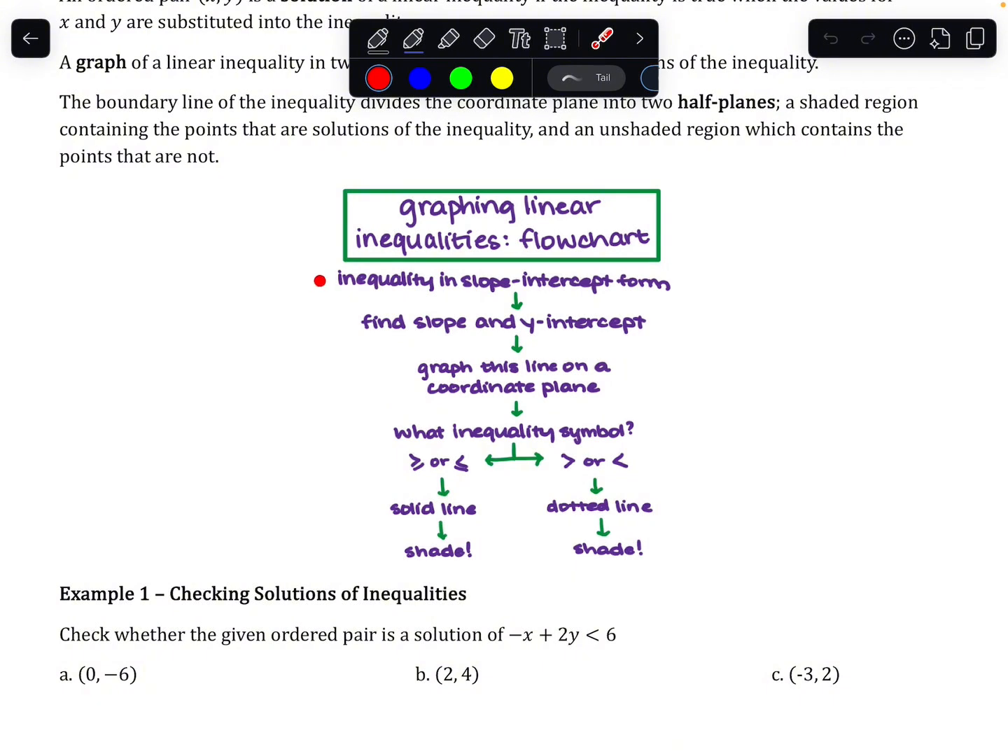First, you want to put your linear inequality in slope-intercept form. You want to then find your slope and your y-intercept, graph this line, and then look at your inequality. If it's equal, it's going to be a solid line. If it has no equal, it'll be a dotted line. And then in order to figure out what to shade, pick a point that is not on the line, either on the top or bottom. I usually use 0, 0.